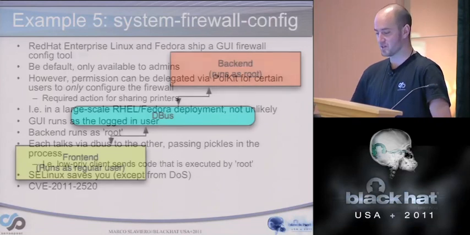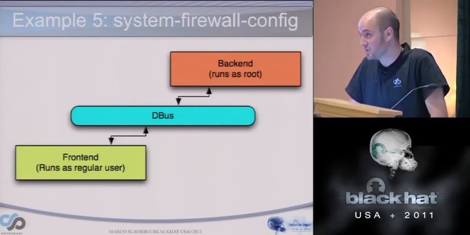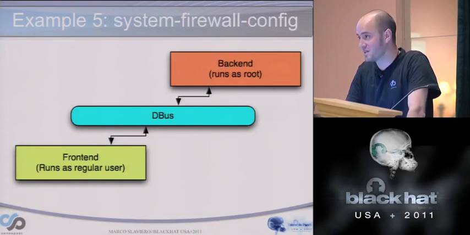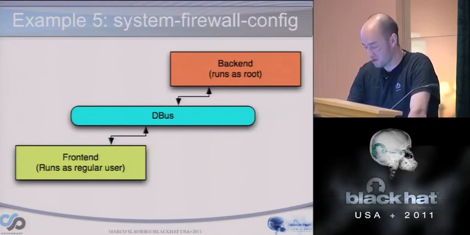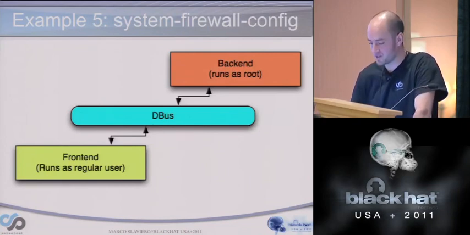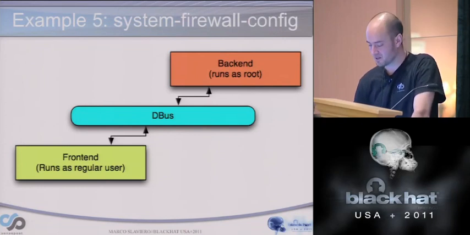The reason for this is, again, it should be clear, there are two parts that communicate using Pickle, and one of those parts has a very different trust level. The back end of the configuration runs as root, and it talks to the front end using dbus, which is a message passing service on Linux. So the front end talks as a regular user, the back end runs as root.